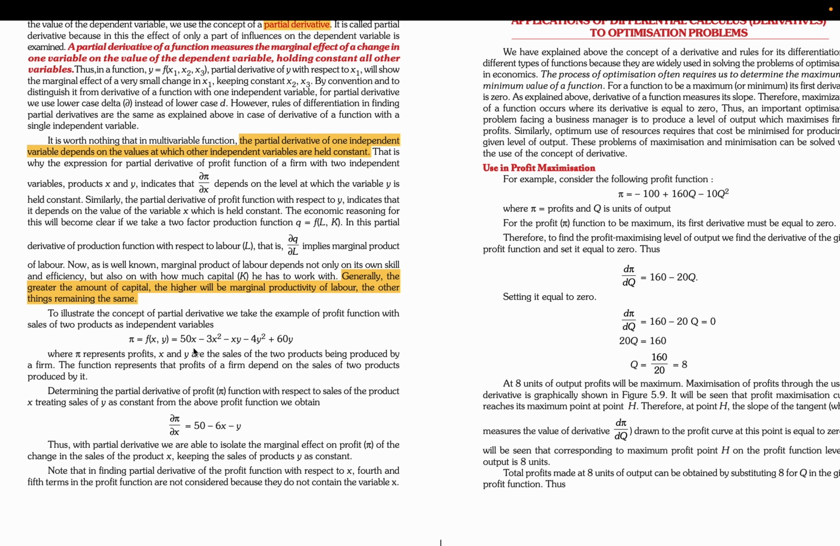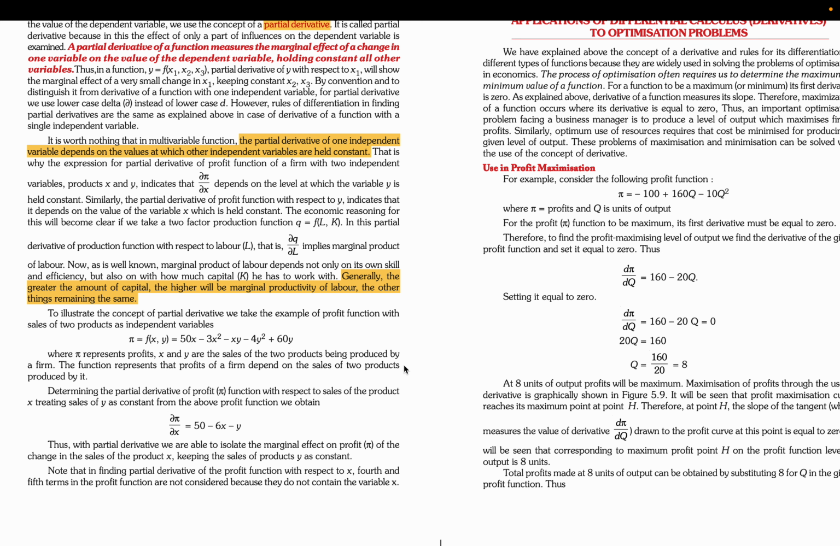Okay, so 50x, the coefficient is going to come here. Now taking this, this is going to become 6x, and this is going to become y. And because y is constant, both of these terms are going to become 0 and 0.